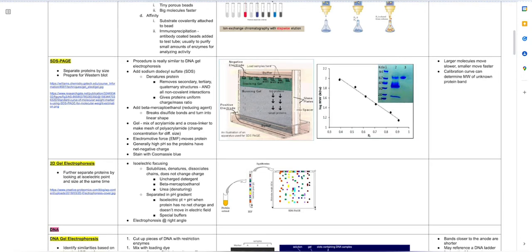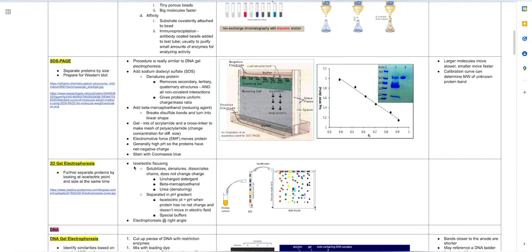So next up is 2D gel electrophoresis. The purpose of this is to further separate proteins by looking at their isoelectric point and their size at the same time. So there are 2 steps to this, and each of them is 1 dimension. The first one is isoelectric focusing.